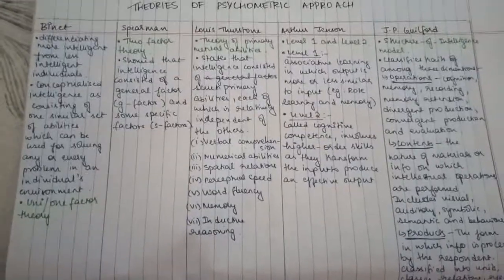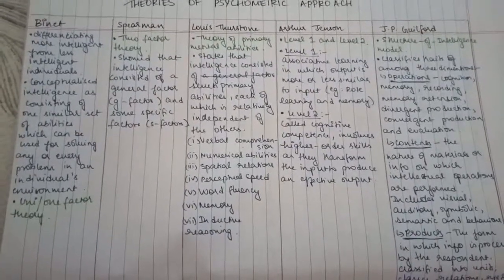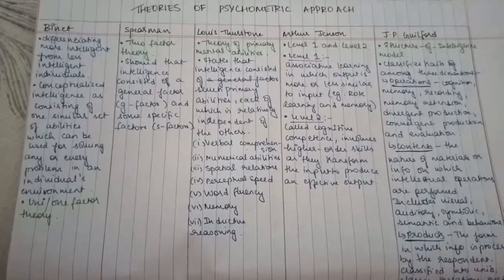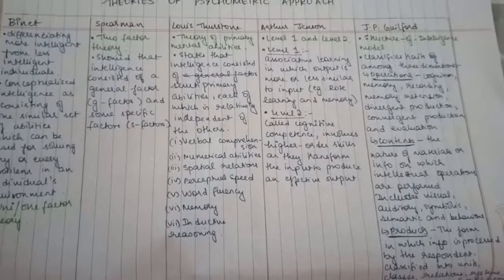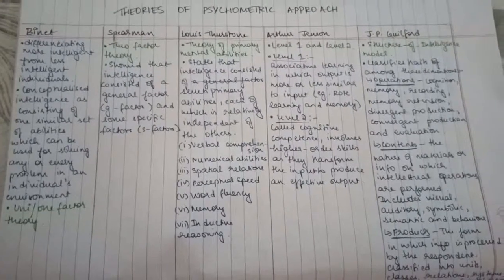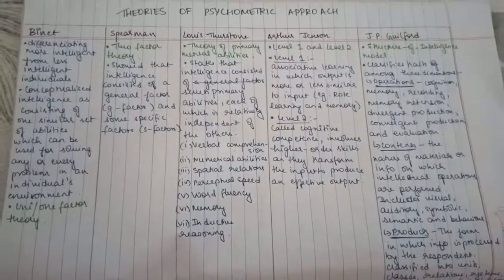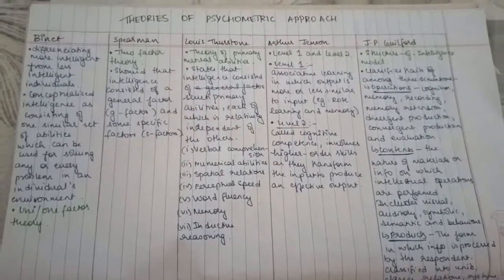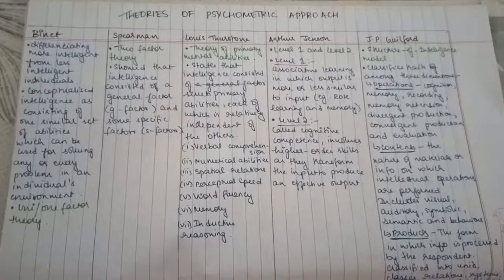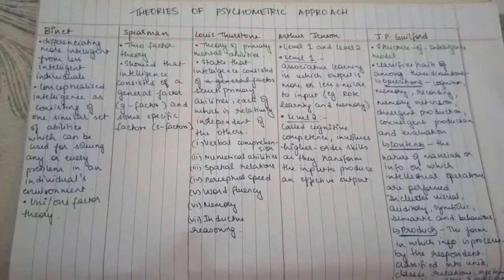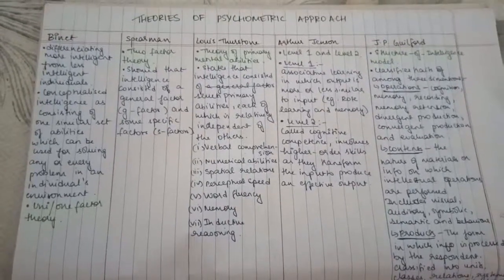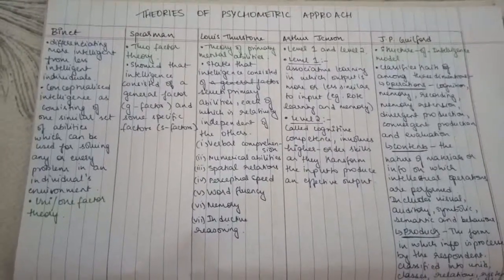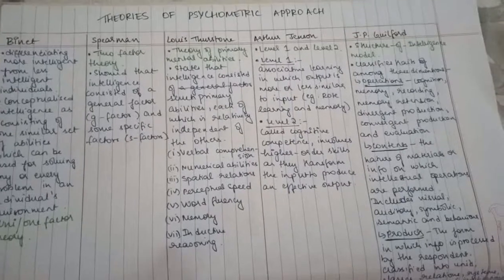So level 1 is associative learning, in which output is more or less similar to input. Example, rote learning and memory. So his aspect of intelligence was that level 1 and level 2 existed. Now in level 1 what he said was it was associative learning, in which output is more or less similar to input. Rote learning and memory. So in rote learning and memory, many functions do not work, right? You just like mug up stuff. And associative learning, you associate your learning with memory.